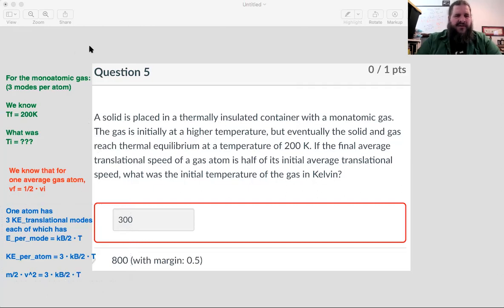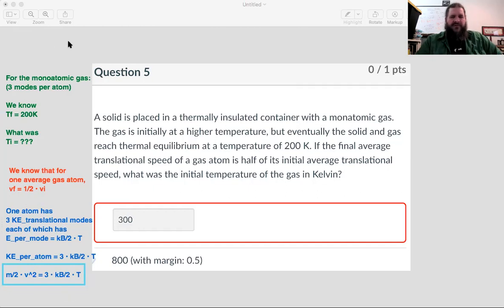So this actually gives us a useful relationship between the speed of the atom and the temperature of the substance. But notice that speed is squared here. Speed is not proportional to temperature. Speed squared is proportional to temperature. And everything else is just a bunch of constants.